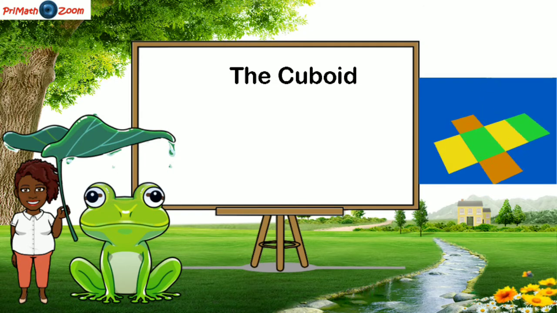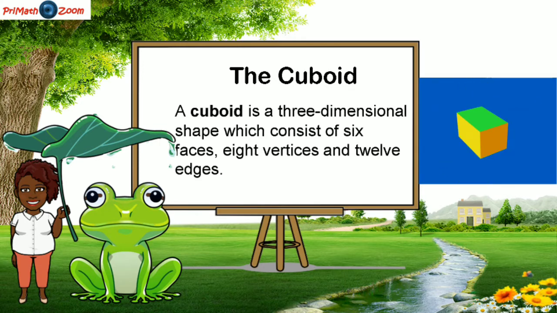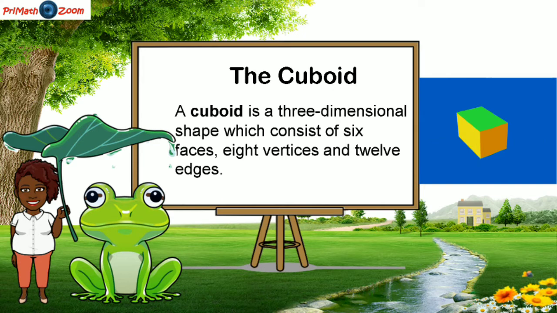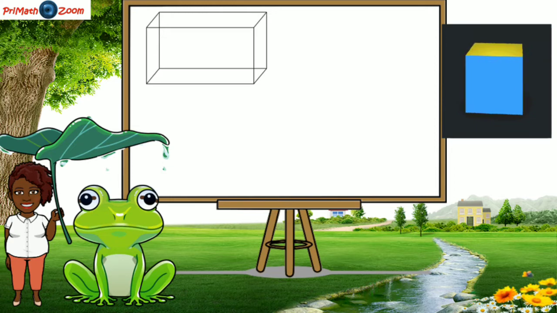So since we're going to find the total surface area of cuboids, we need to know what a cuboid is. A cuboid is a three-dimensional shape which consists of 6 faces, 8 vertices, and 12 edges. Look at this picture to your right. That's an example of a cuboid. So let us work out this example of how to find the total surface area of a cuboid. Remember that a cuboid has 12 edges, 8 vertices, and 6 faces.